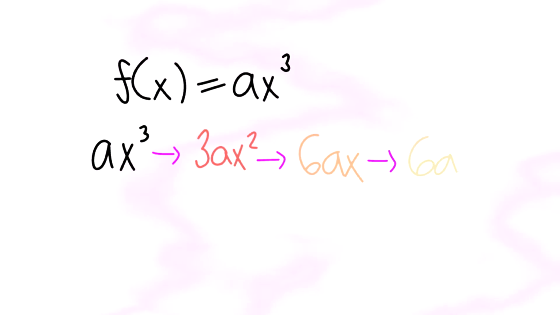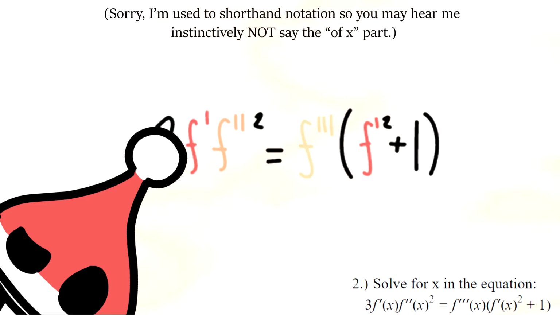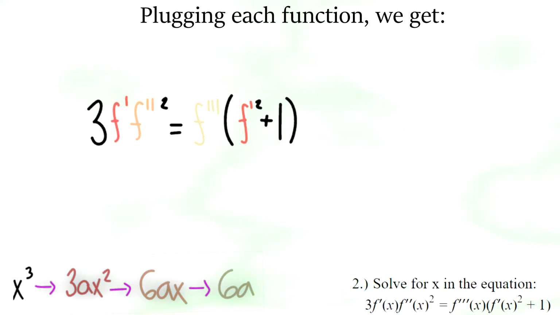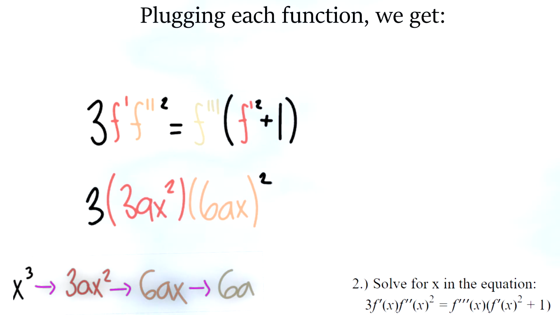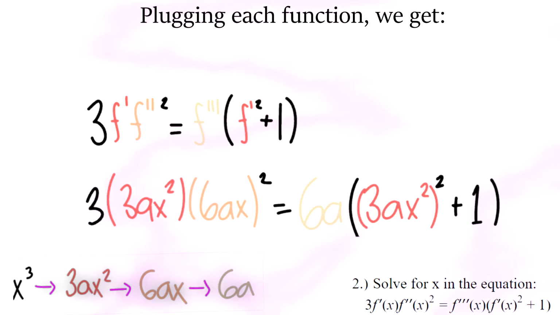This formula is 3f' f'' squared equals f''' times (f'² plus 1). Sorry, I'm used to shorthand notation, so you may hear me instinctively not say the f(x) part. Plugging in each function, we get 3 times 3ax² times (6ax)² equals 6a times ((3ax²)² plus 1).